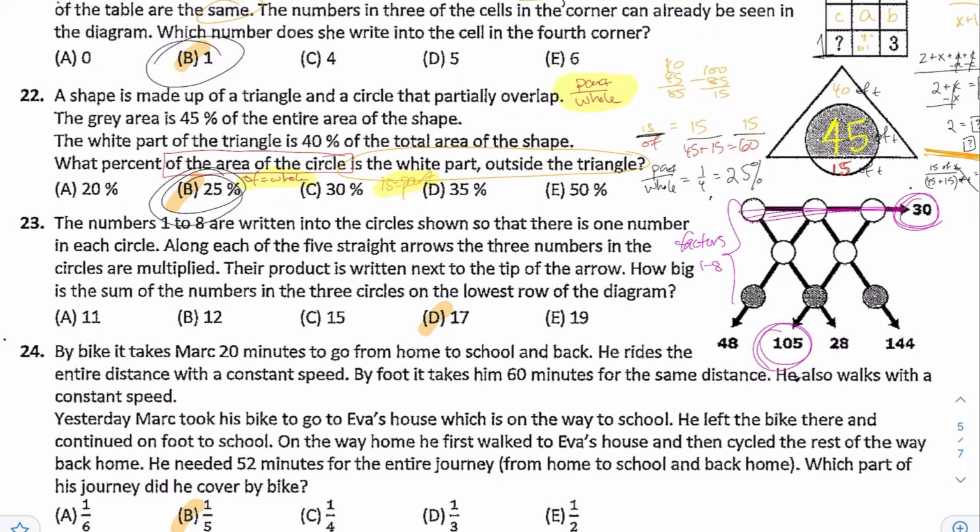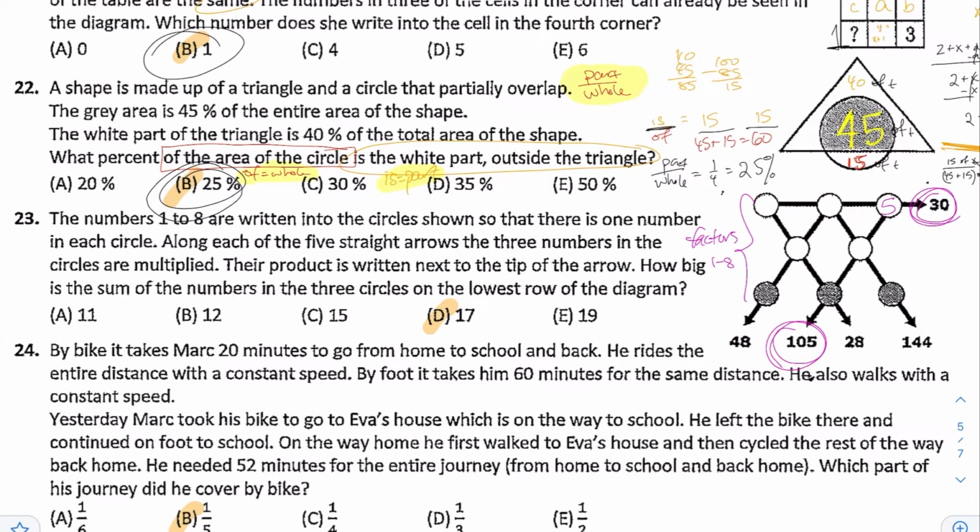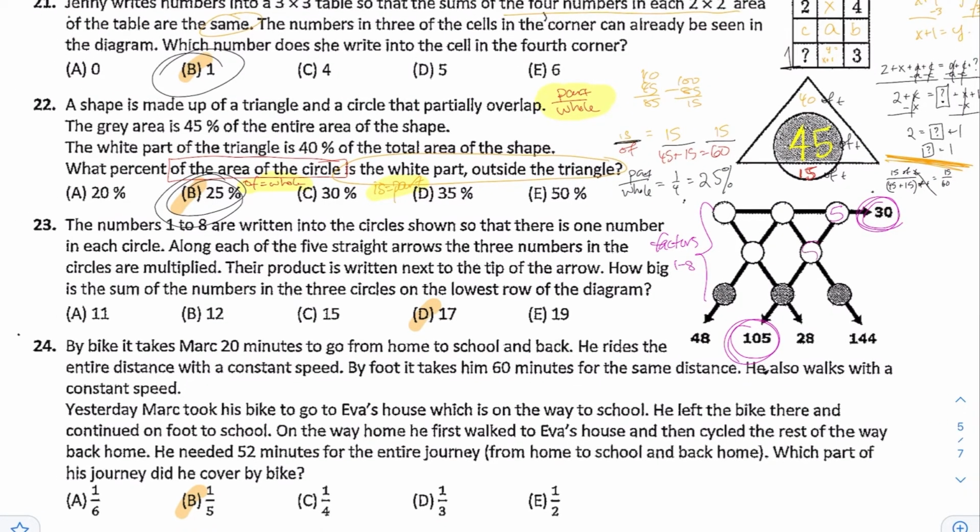So that means if you look at these lines, they overlap here. So that means that 5 has to be here. You can't put it anywhere else, because if you put a 5 here, that would mean that 48 is a multiple of 5, which it's not. Or if you put 5 over here, that means that 144 is a multiple of 5, which it's not. So 5 has to be over here, so that it lines up with the 30 and also 105.